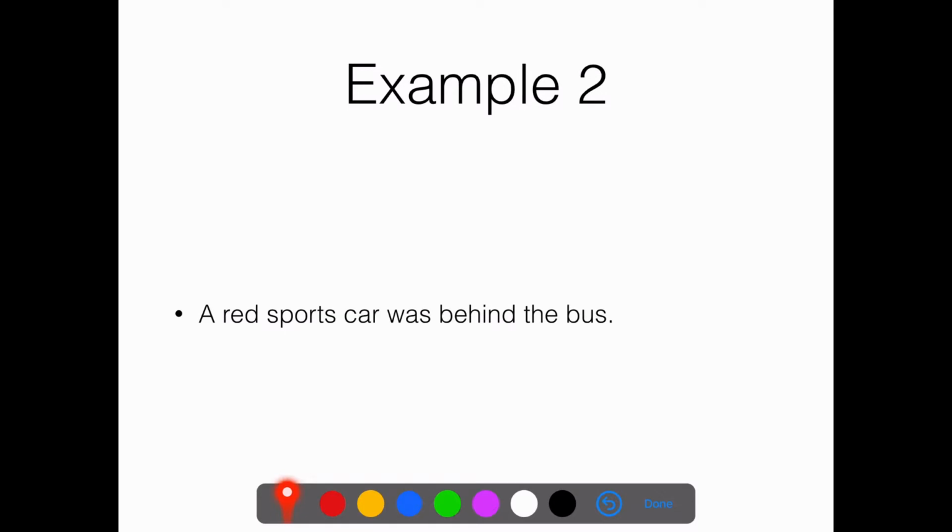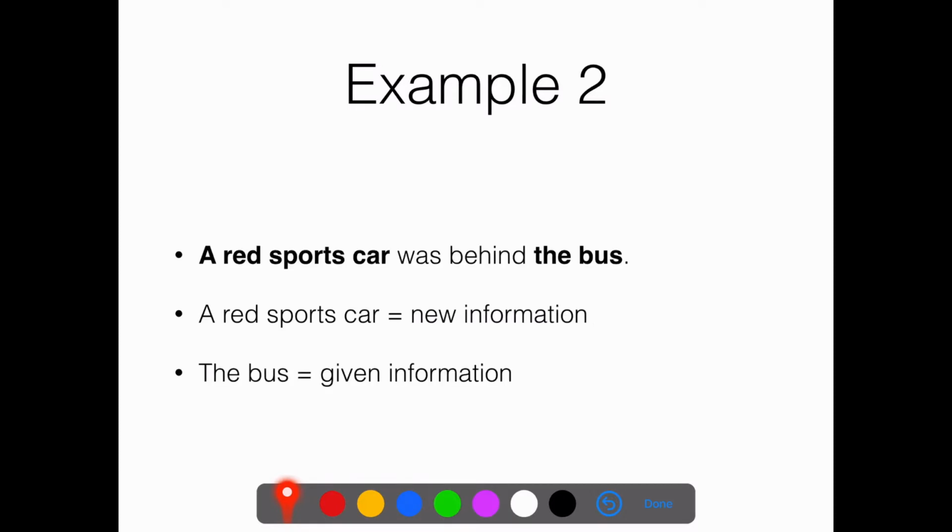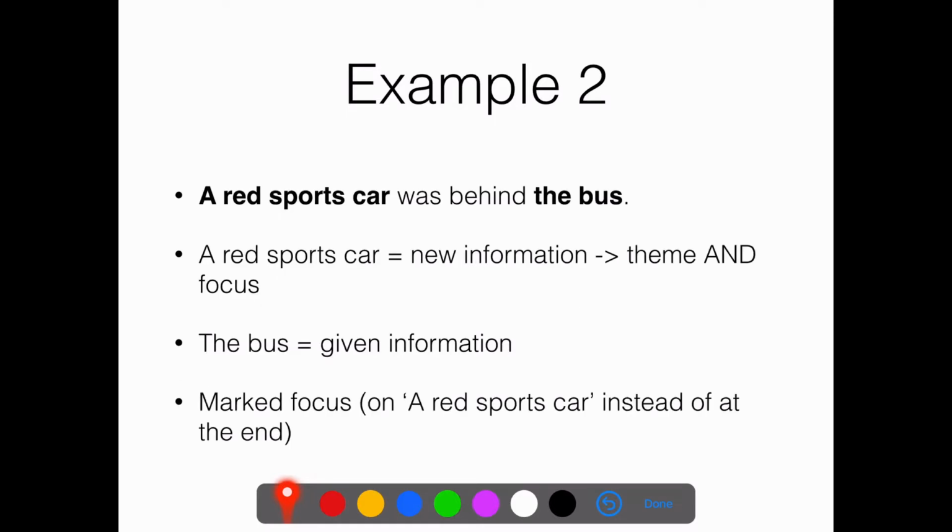Example number 2. A red sports car was behind the bus. Listen to how I say it. A red sports car was behind the bus. Now in this sentence, a red sports car is still new information and the bus is still given information. But they're the other way around, right? So here, when we say a red sports car, this is new information, and it's the theme because it's the first thing, but it's still the focus.